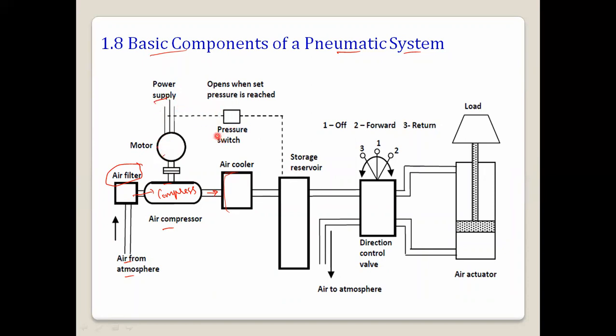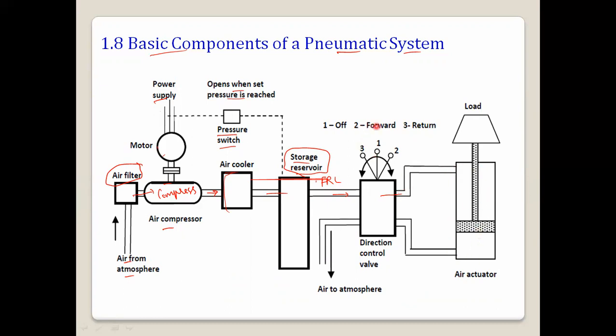Then we are using this pressure switch. Whenever the set pressure is reached, this pressure switch will be operated. Further, we can use the storage reservoir for storing the air. After the storage reservoir, here comes the FRL unit, that is filter, regulator, and lubricator. Afterwards, the air will go to this direction control valve. From the direction control valve, the air will go to the actuator.